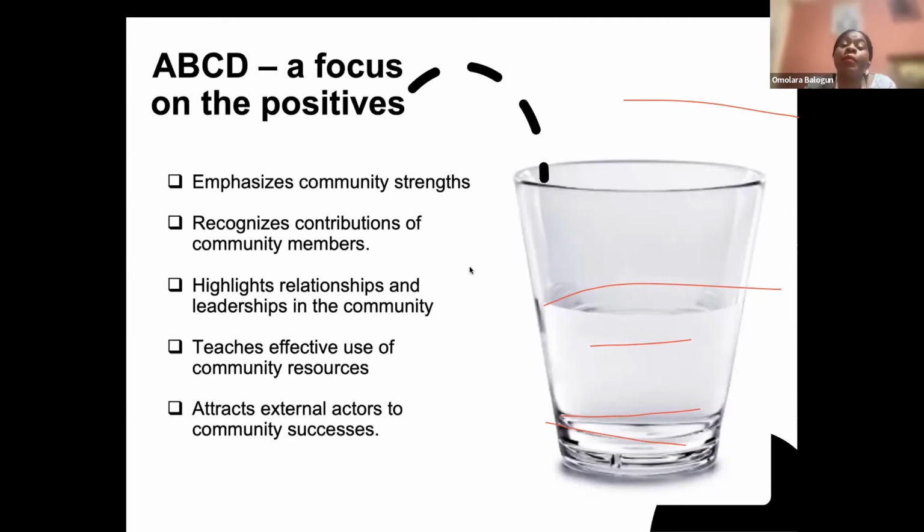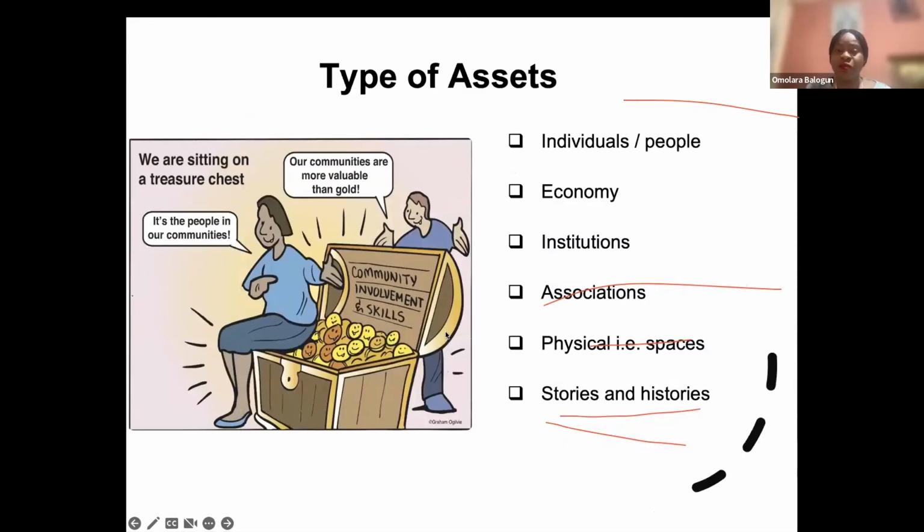I believe I'm speaking with my colleagues in the room today. So ABCD teaches us effective ways to use community resources, because you know it's from your community, it's not externally mobilized, so you find it difficult to waste. And it attracts external actors to community successes. It's one of the strengths of ABCD. It's actually the outward facing of ABCD, presenting what you have, presenting your successes to external actors before you can get additional. I'll move on now so that we can have some time to talk.